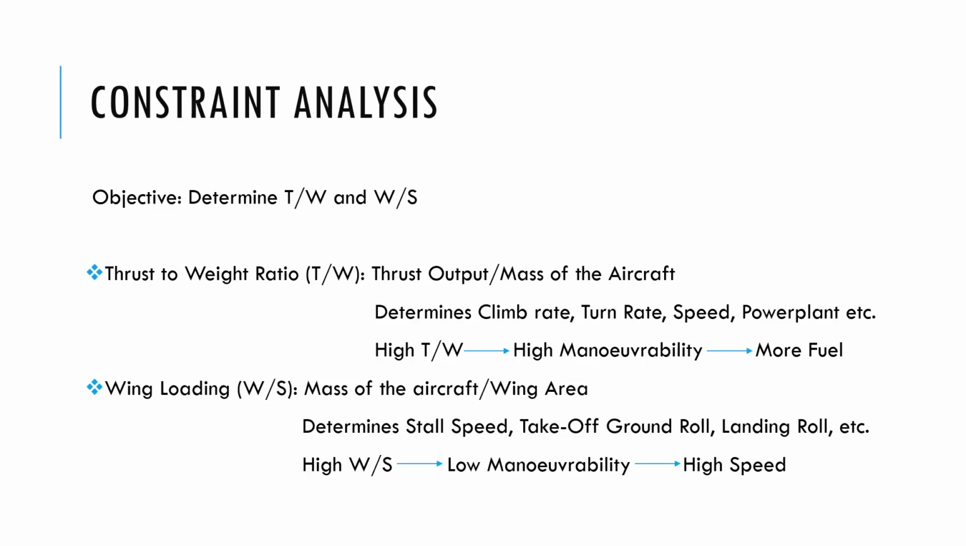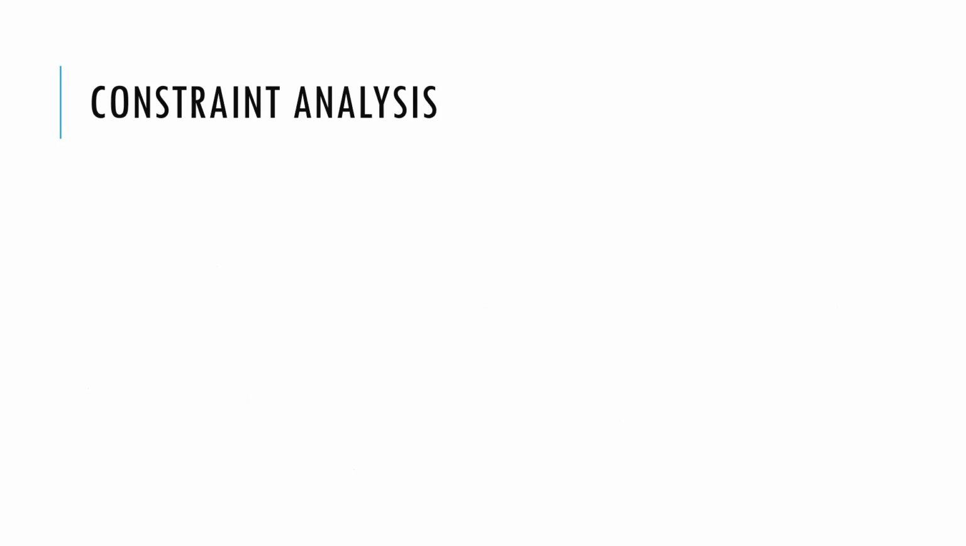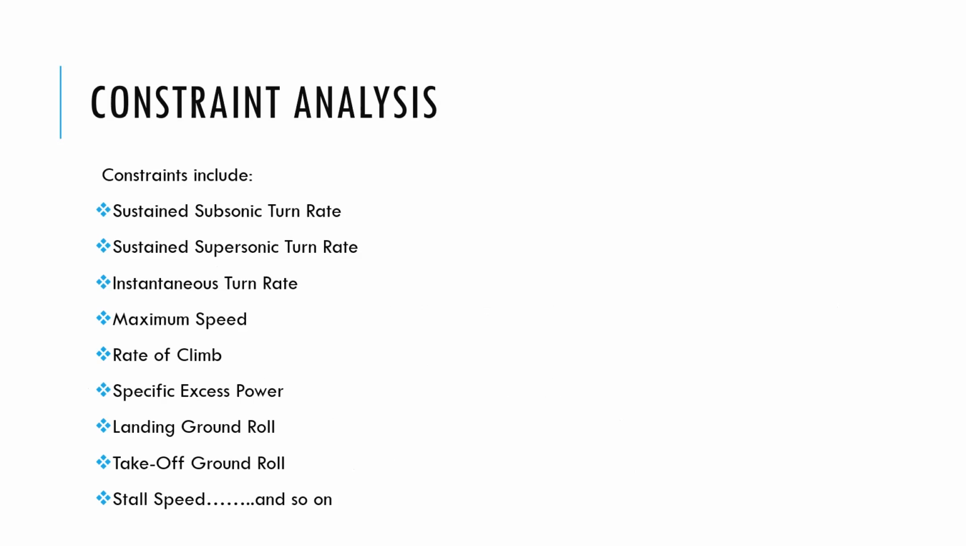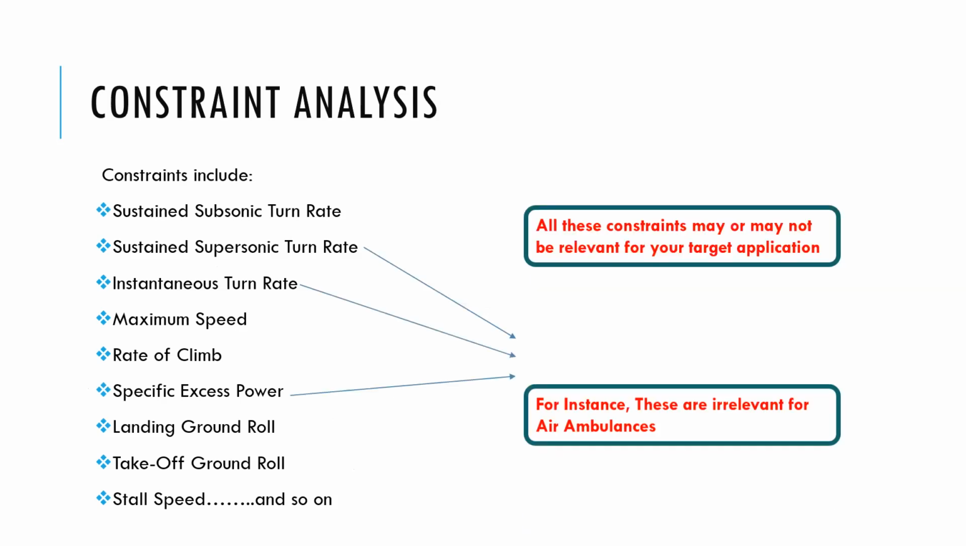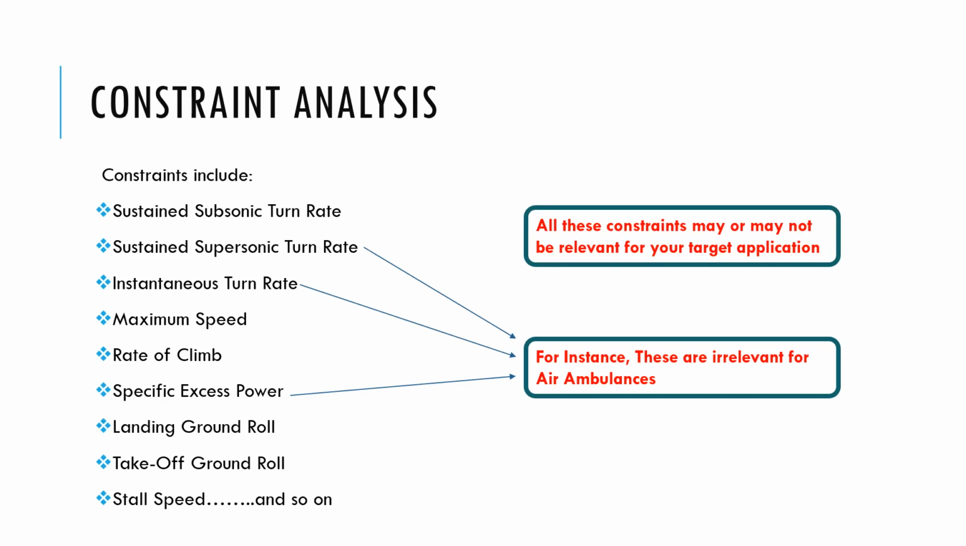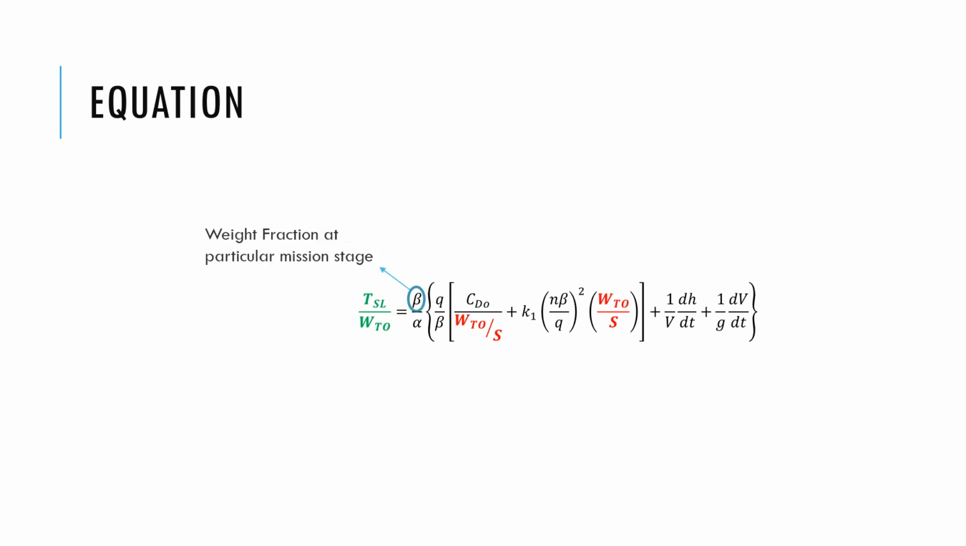This affects stalling, climbing, sealing. It also affects takeoff, ground roll, and landing roll, etc. High wing loading is not a very good idea for high-speed aircraft, but it gives good takeoff and landing performance. The next step is, as I mentioned, you have to look at all the constraints which are relevant to you. This list is not relevant completely to your aircraft, but generally it is relevant to a military aircraft. So for example, these three constraints are not relevant for air ambulance. Okay, you don't have to worry about them. So there is a master equation which can be used to calculate the T by W for various configurations.